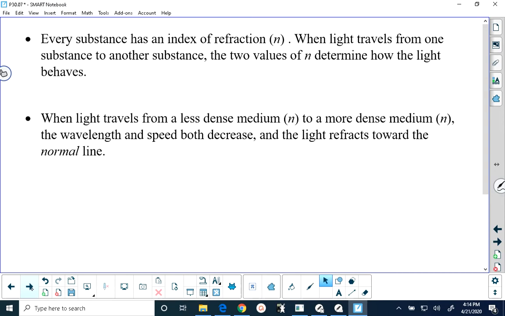If light travels from a less dense medium to a more dense medium, then the wavelength and speed will both decrease and the light will refract toward the normal line.